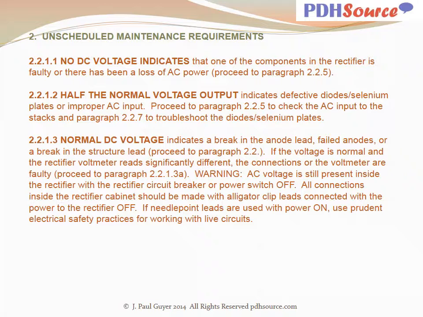Proceed to paragraph 2.2.2. If the voltage is normal and the rectifier voltmeter reads significantly different, the connections or the voltmeter are faulty. Proceed to paragraph 2.2.1.3A.